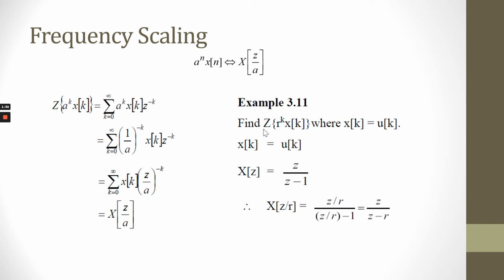For example, if we have r^k, the scaling of x[k], where x[k] is u[k], so for u[k], the z transform is z over z minus 1. Since the scaling of r^k x[k] is actually equal to X(z over r), we have this function but we divide z by r, so z over r divided by z over r minus 1, and if we rearrange this equation, it becomes z divided by z minus r.